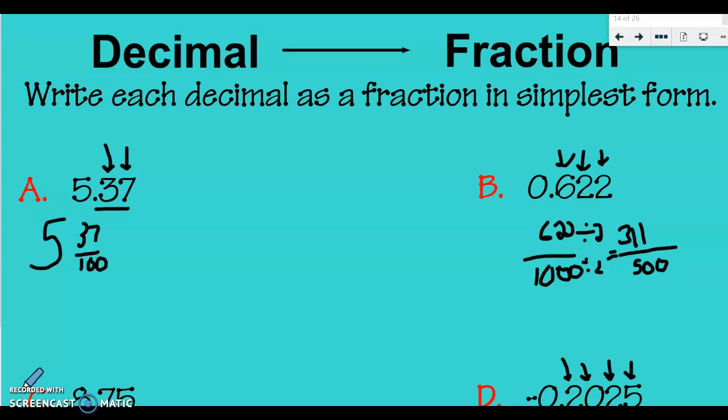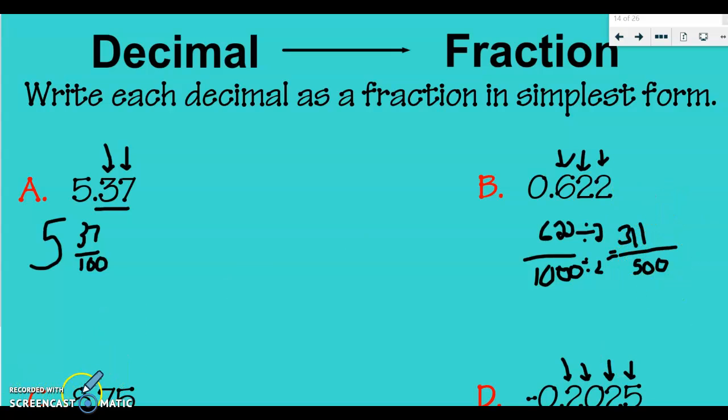So let's try 5. Nope. Doesn't go into it because it doesn't end in a 0 or a 5. 10 doesn't go into it because it doesn't end in a 0. 2 doesn't go into it because it's not even. 100 doesn't go into it because it's not 300. So that is your most simplified answer.